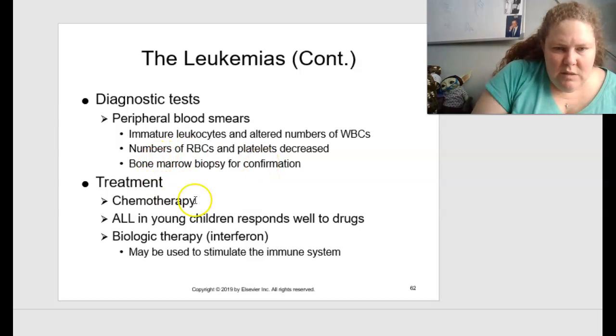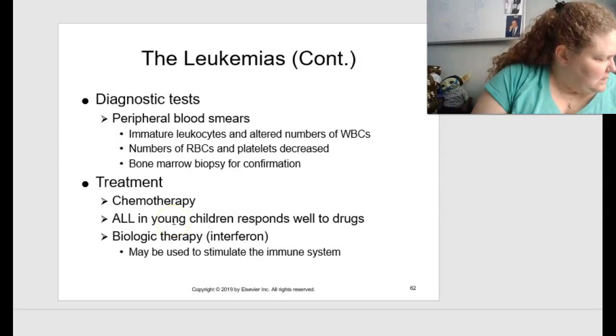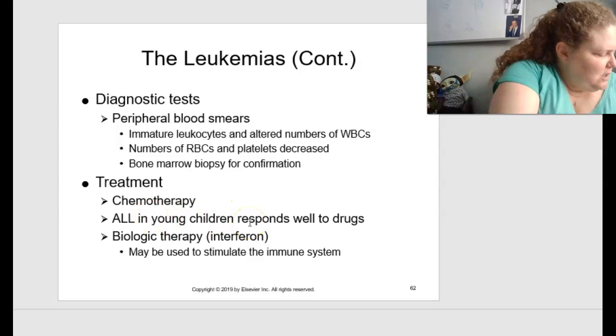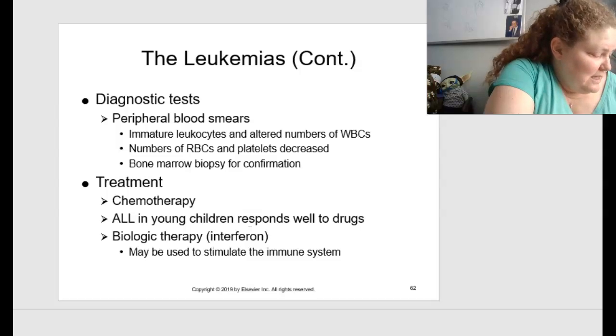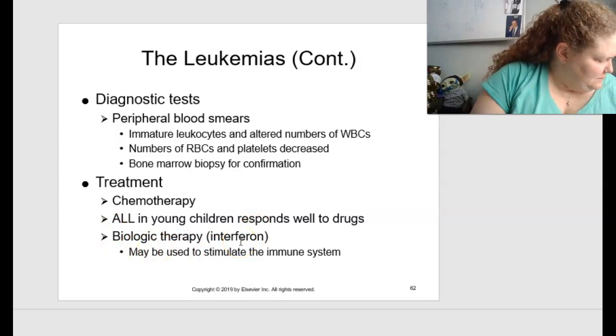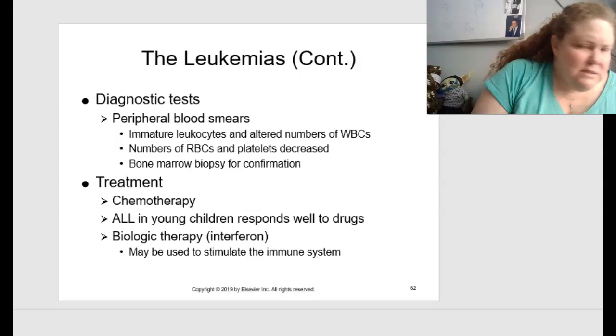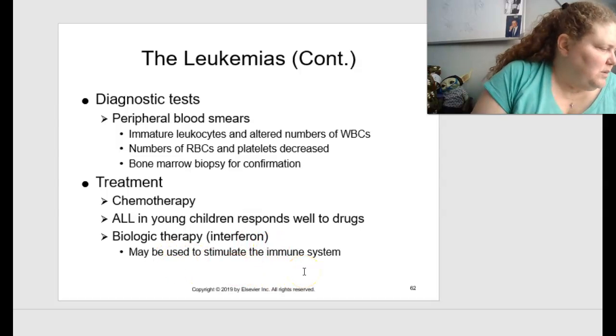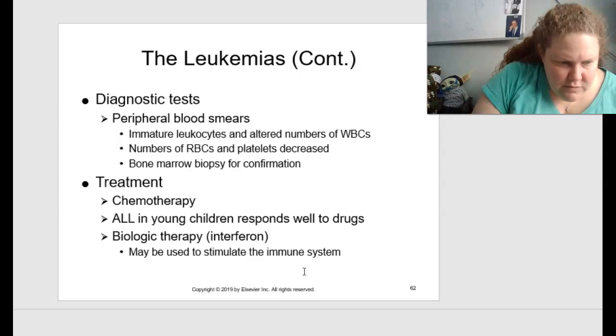How do you treat it? Well, chemotherapy is the way to treat it, and some types of leukemia, such as ALL in young children, do respond well to drugs, and prognosis is excellent. The best prognosis is actually found in children between 1 and 9 years of age. Infants and adolescents respond less positively to chemo. Also, biologic therapy with interferons is used, and this can be used to stimulate the immune system to help protect itself again.